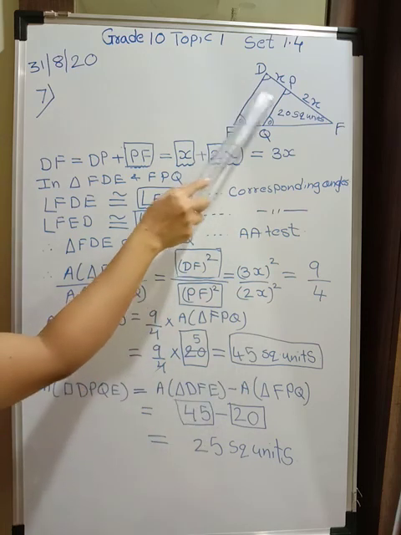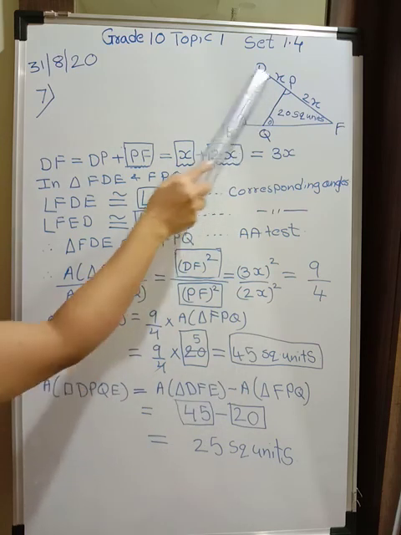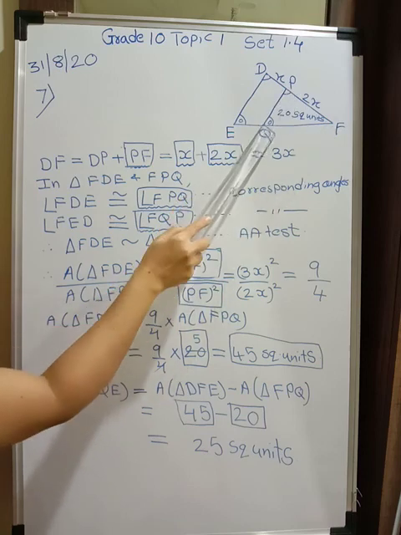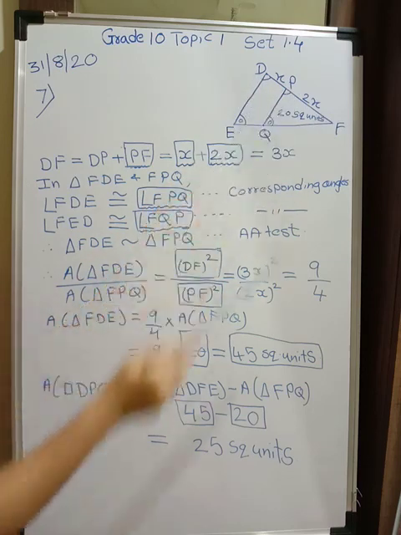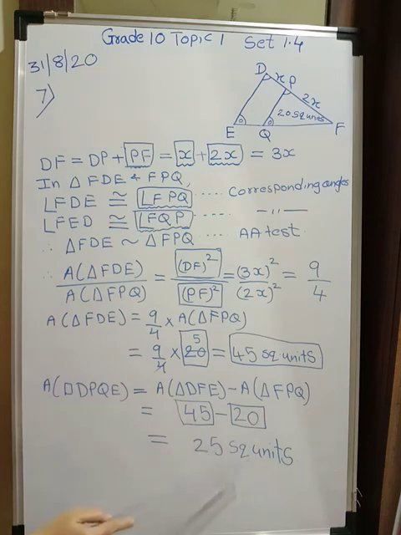Now we want to find the area of this quadrilateral. So this bigger triangle minus smaller triangle will give you the area of the quadrilateral. So bigger is 45 minus 20, which is nothing but 25 units. Again, it is 25 square units because it is area.